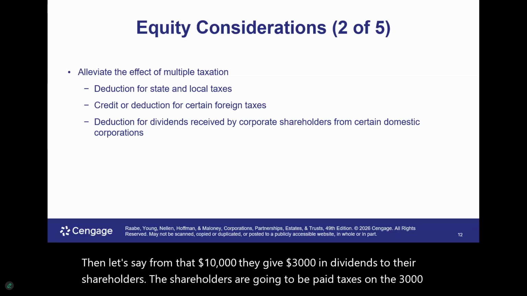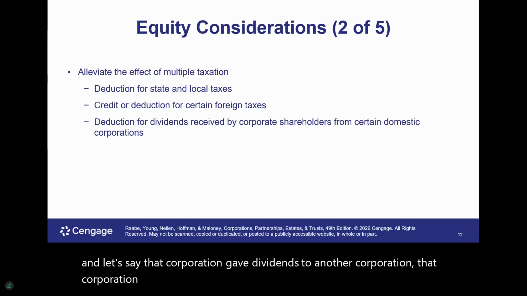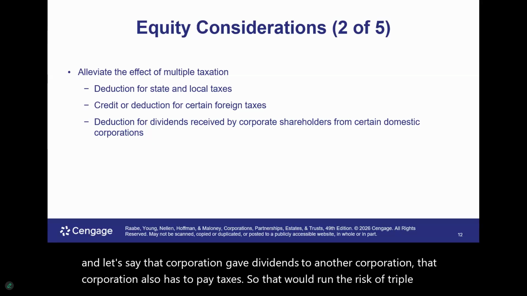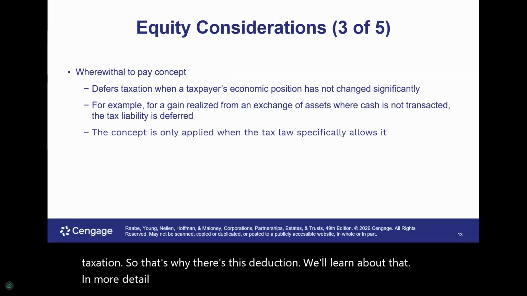And let's say that that corporation gave dividends to another corporation, that corporation also has to pay taxes. So that would run the risk of triple taxation. So that's why there's this deduction. We'll learn about that in more detail in another chapter. Next, we have the wherewithal to pay concept.